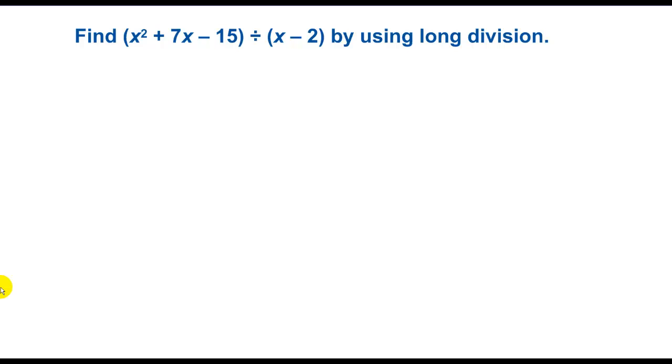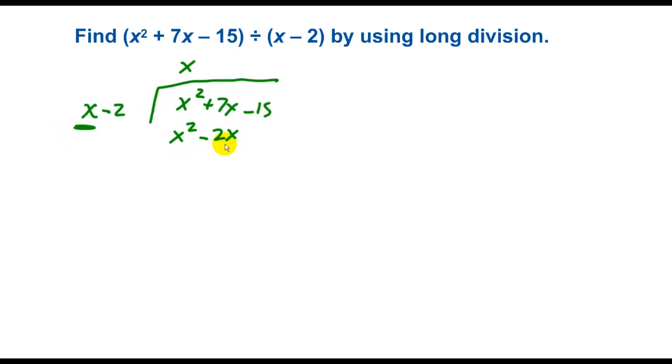Now when we apply this to polynomials, we have x squared plus 7x minus 15 over x minus 2. And in this case, we only really look at the first term and we say x times what gives me the first term over here. So x times what gives me x squared? Well, that's an x. Now we replicate what we did in 4th grade. We multiply this term by the entire number. So that's x squared minus 2x. And again, like in 4th grade, we're going to subtract.